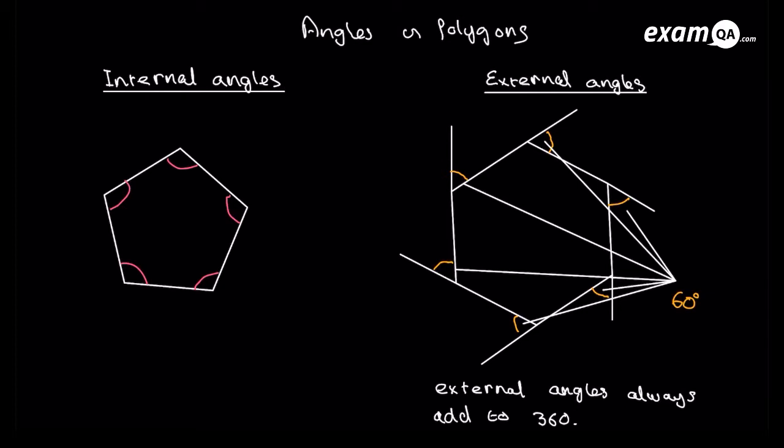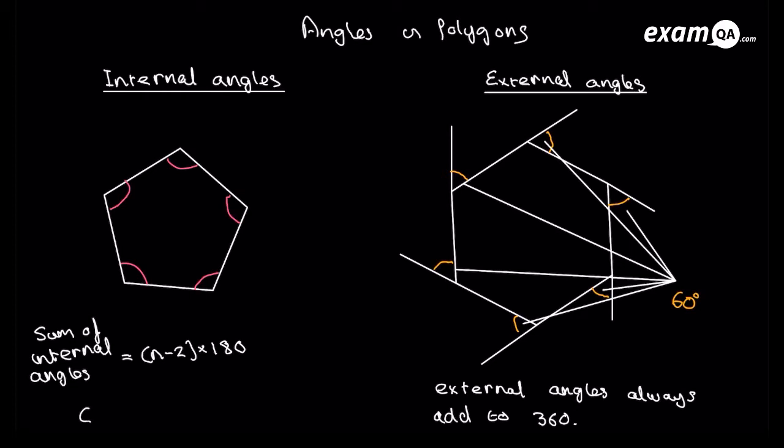Now looking on the left, we've got internal angles. For internal angles, we're going to look at a formula. And this formula tells you the sum of all of the internal angles. So here's our formula, n minus 2 multiplied by 180. And that gives you the sum of all of the internal angles.